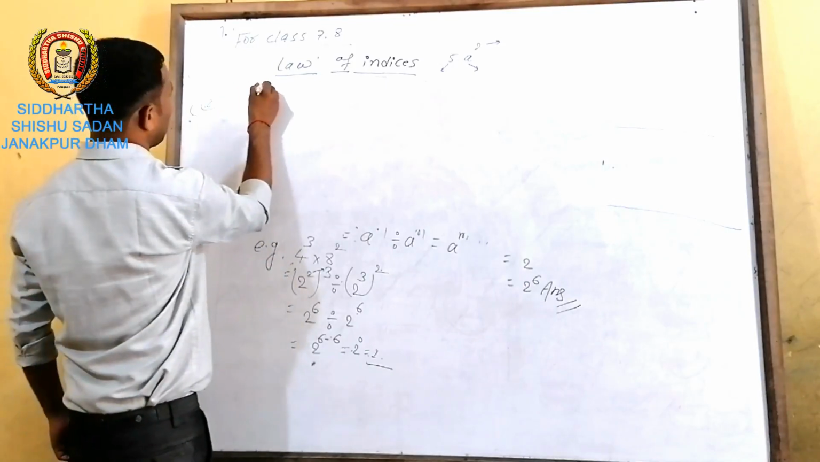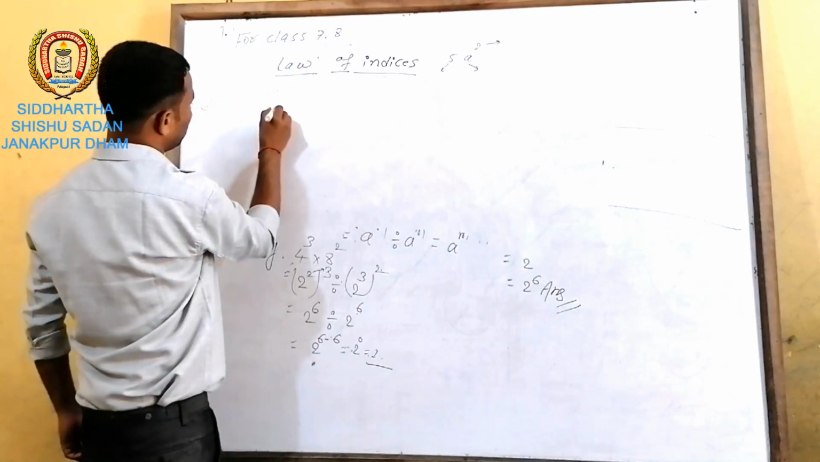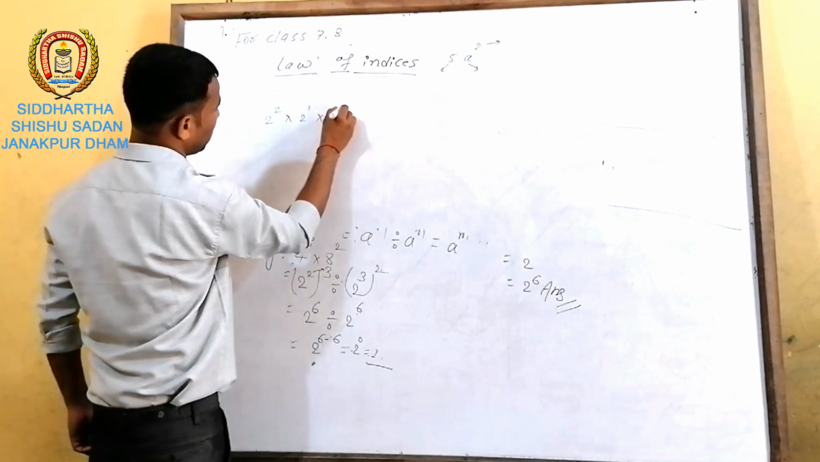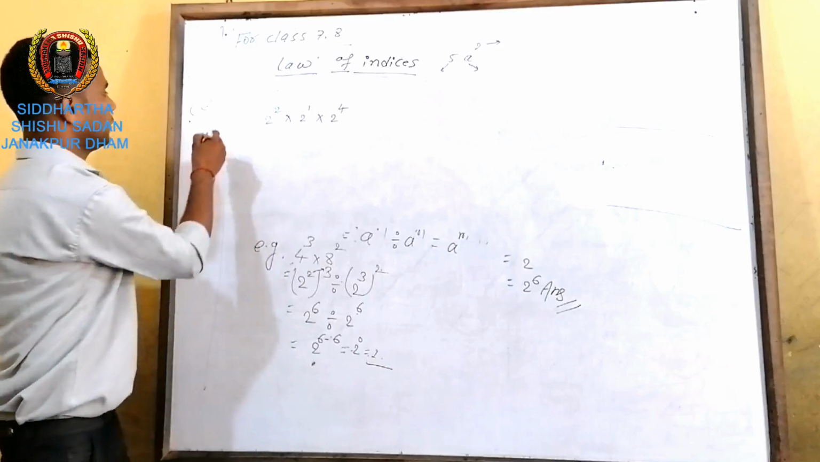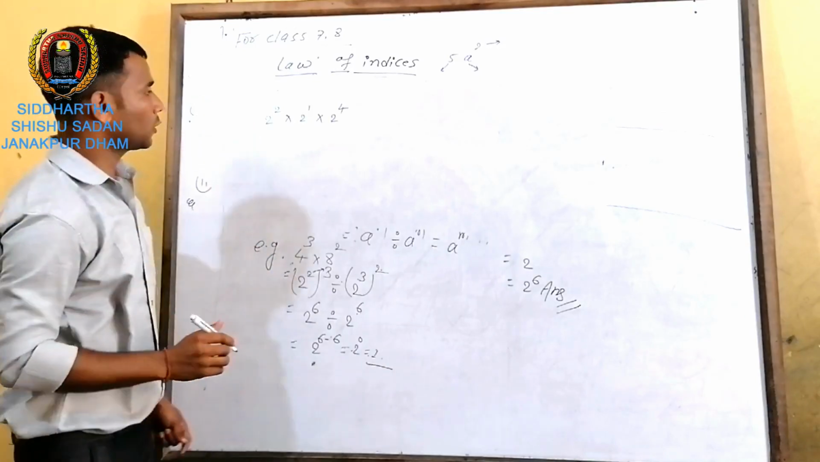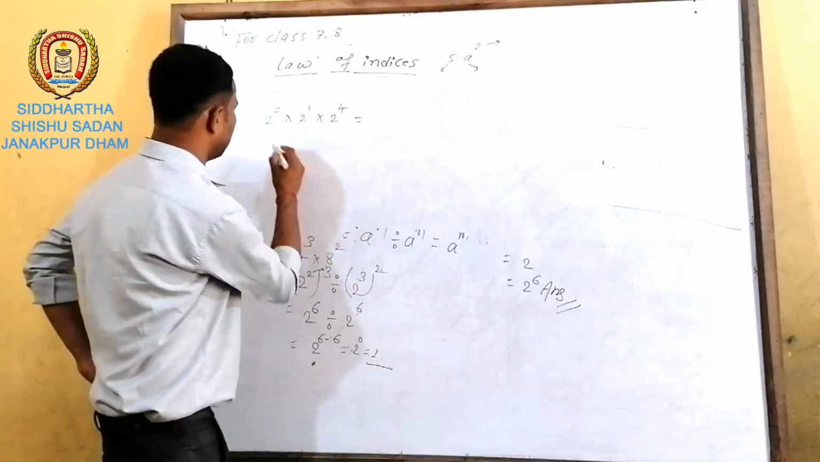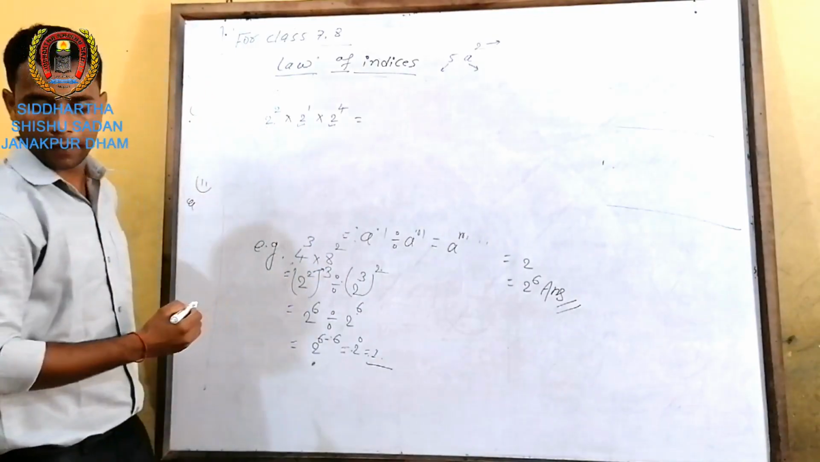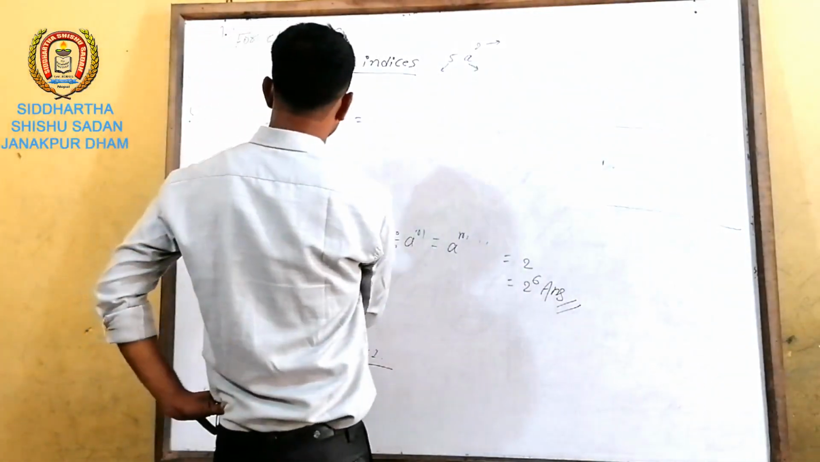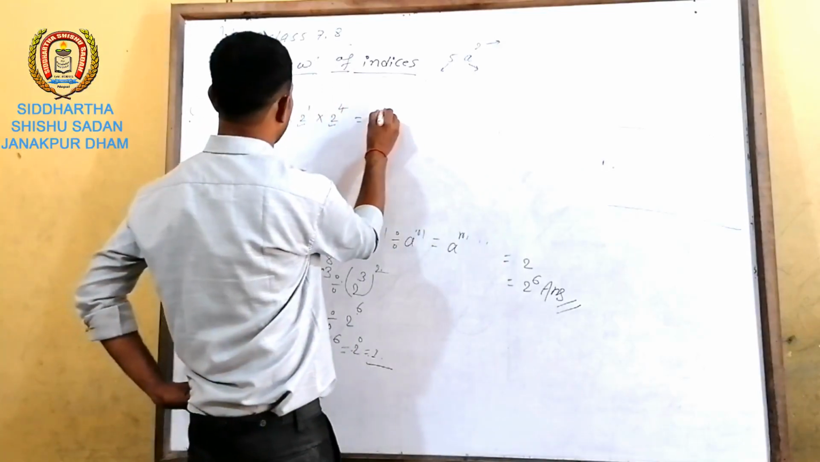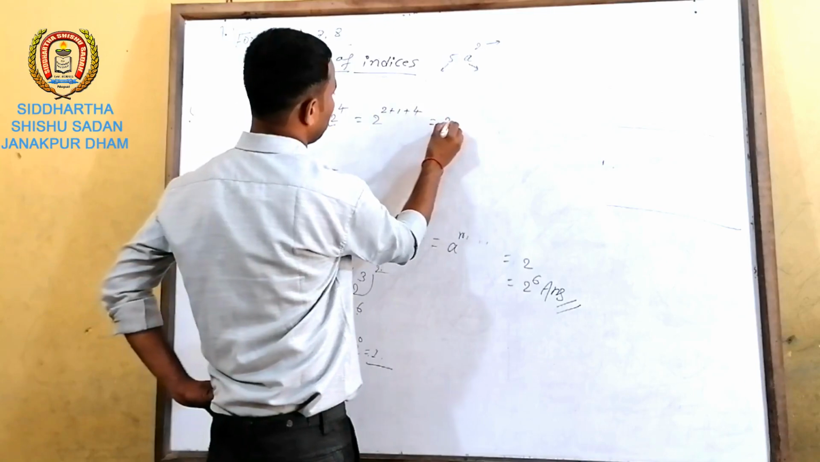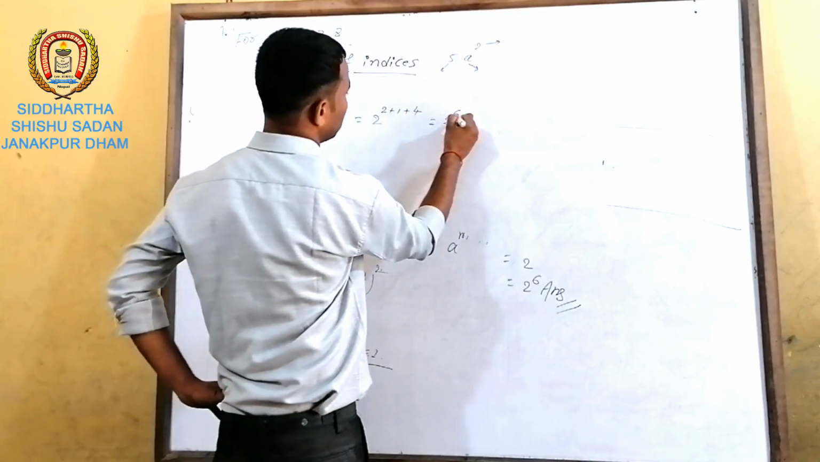Now, exercise. 2 to the power 2 into 2 to the power 1, 2 to the power 4. In this type of exercise in your book, all bases are the same, 2 2 2, then the power is added: 2 to the power 2 plus 1 plus 4, 2 to the power 7.